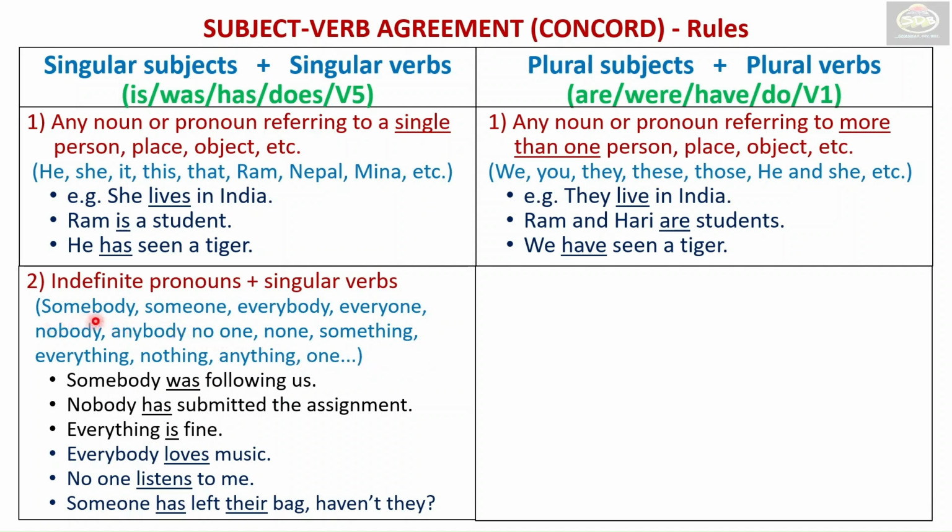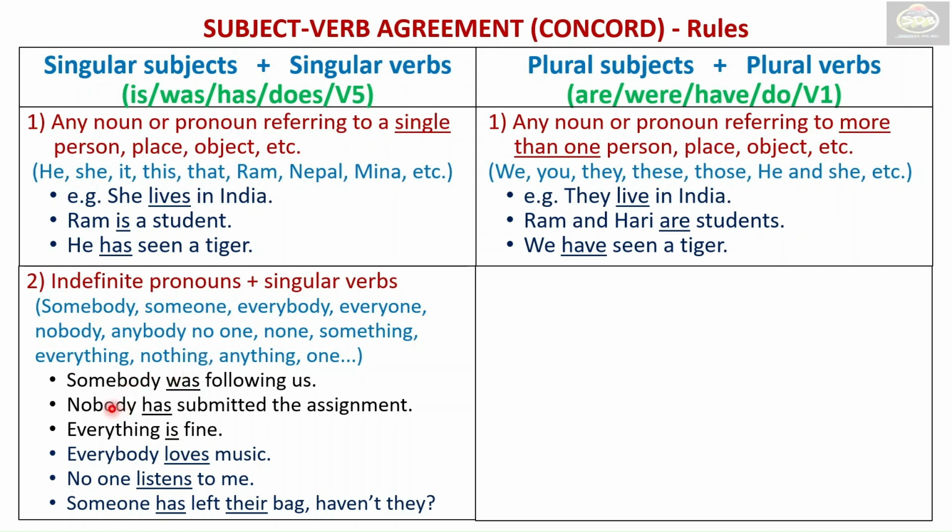Therefore, with the indefinite pronouns that denote persons, we use they in question tags. We use they, the plural pronoun that we have already studied in question tags. Today we are talking only about subject-verb agreement, and we have to use a singular verb with all these pronouns.